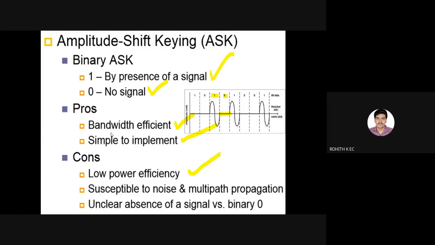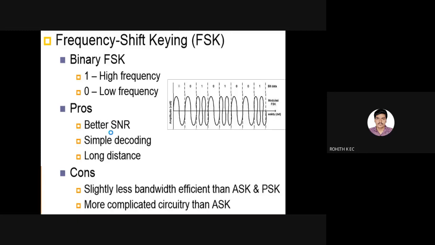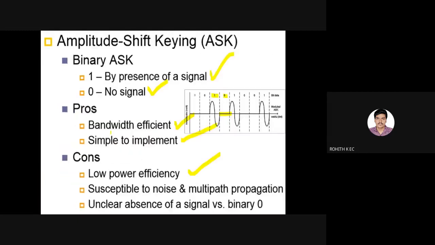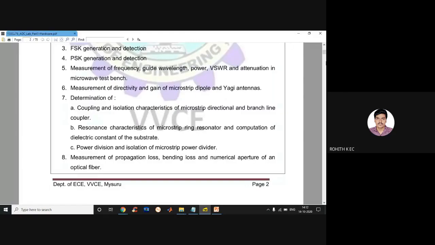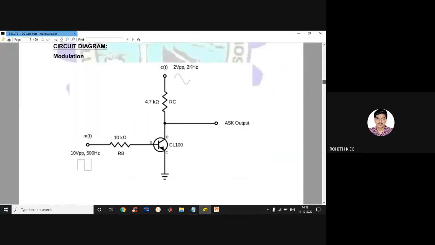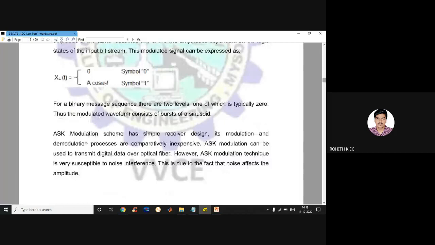Okay, so that's about ASK. We shall discuss FSK and PSK in the subsequent classes. Okay, so as of now, this is enough. So let me go to the hardware implementation part. So this is the amplitude shift keying.